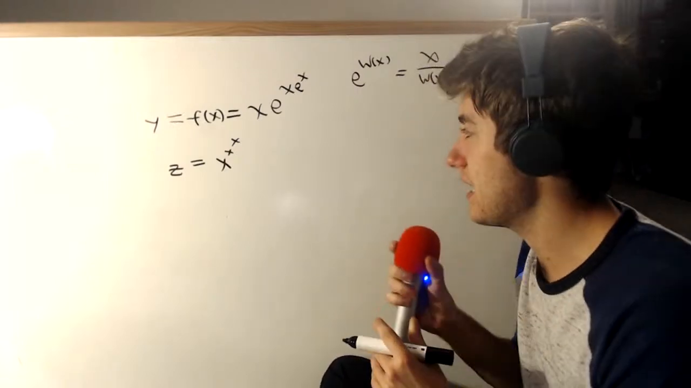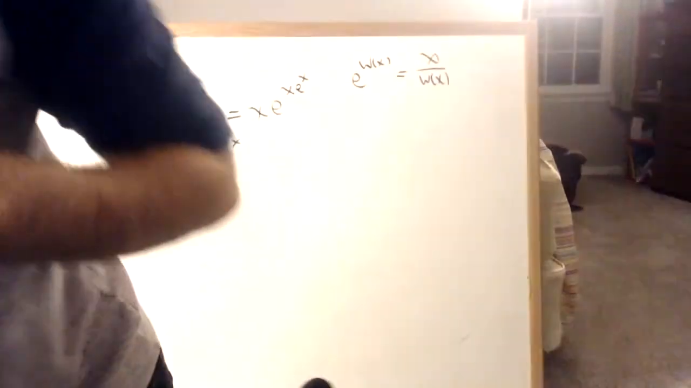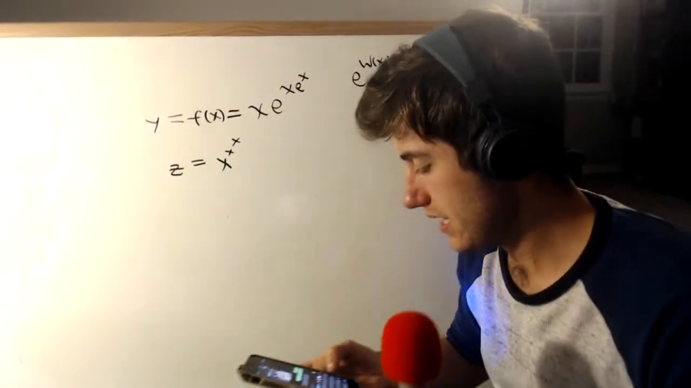So the infinite tetration of i is like an iterative thing. So hang on one second. Whoa, falling over. Hang on one second.